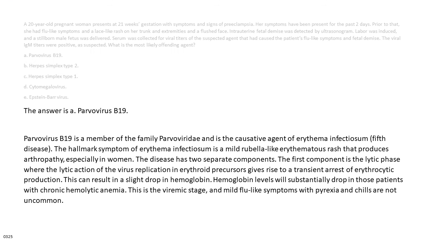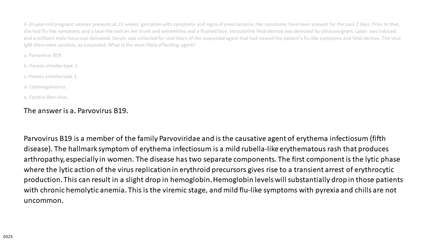The answer is A. Parvovirus B19. Parvovirus B19 is a member of the family Parvoviridae and is the causative agent of erythema infectiosum, fifth disease. The hallmark symptom of erythema infectiosum is a mild rubella-like erythematous rash that produces arthropathy, especially in women. The disease has two separate components.